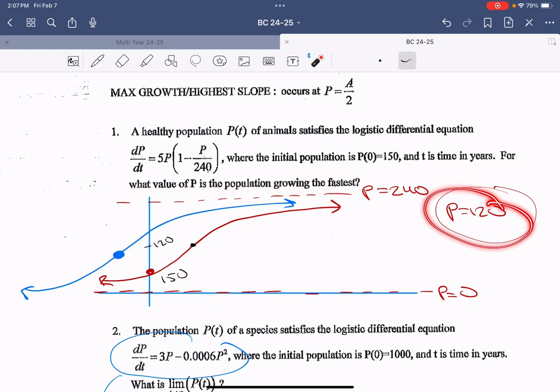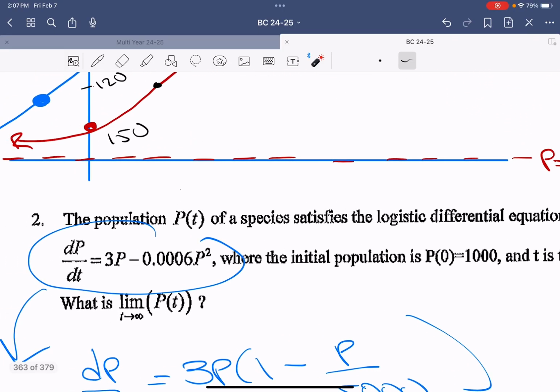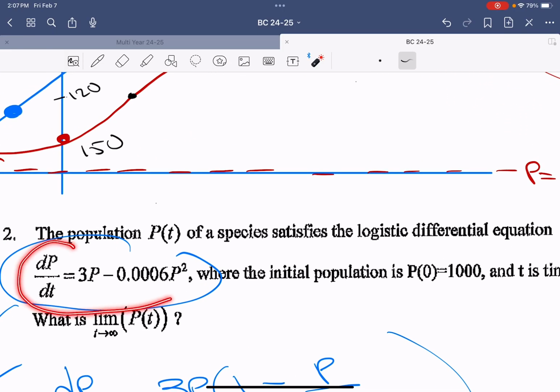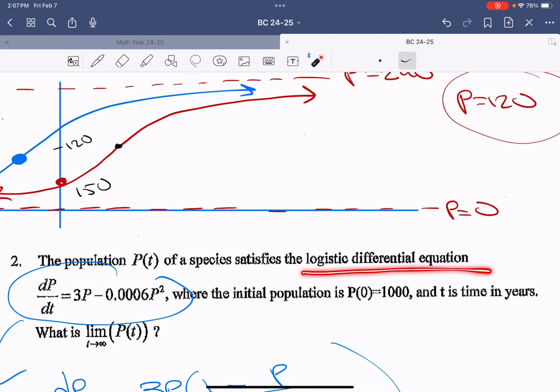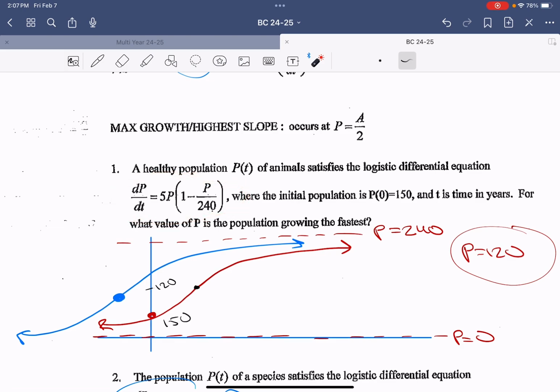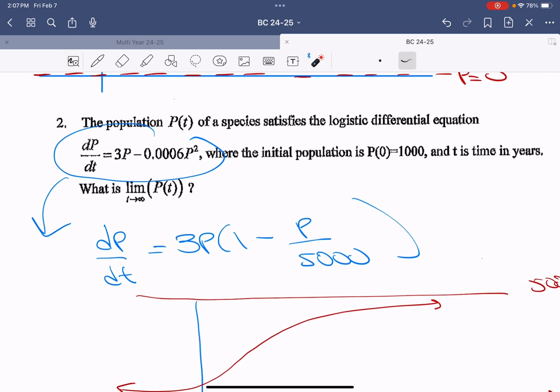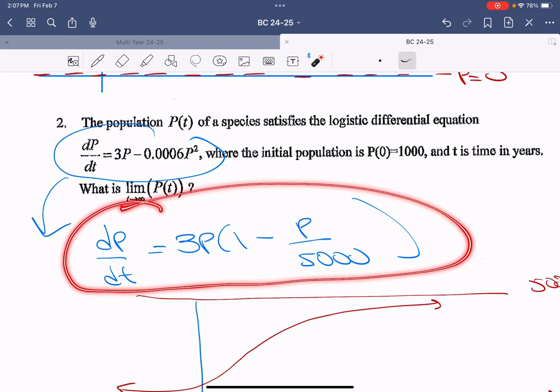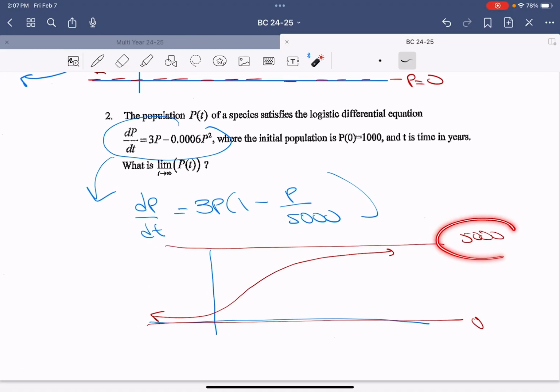Okay? Here's another one. Here's number 2. Now, number 2, this differential equation is not in the form that you're used to, but you're told it's logistic. So the first thing I challenged the students was I said, okay, here's what I want you to do. Make this logistic differential equation, since you're told it, look like a form that you're used to. So I get a 1 here. And very quickly they said, oh, I'm just going to factor a 3P out. And they got this.